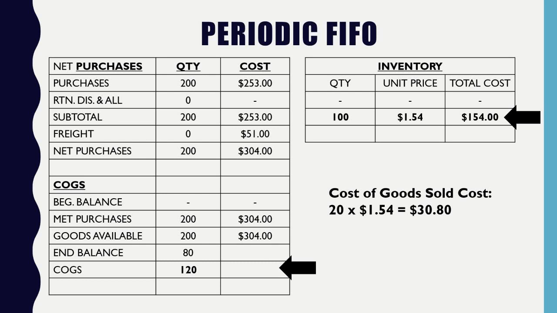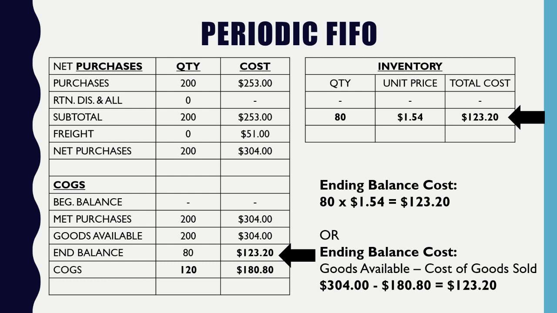20 times $1.54 is going to give me a grand total of $30.80. Okay? So once I figured this $30.80, I'm going to combine these two together because I sold a total of 120 toys. So I'm going to take my 20 plus the original 100 that I purchased to get me a total of $180.80.